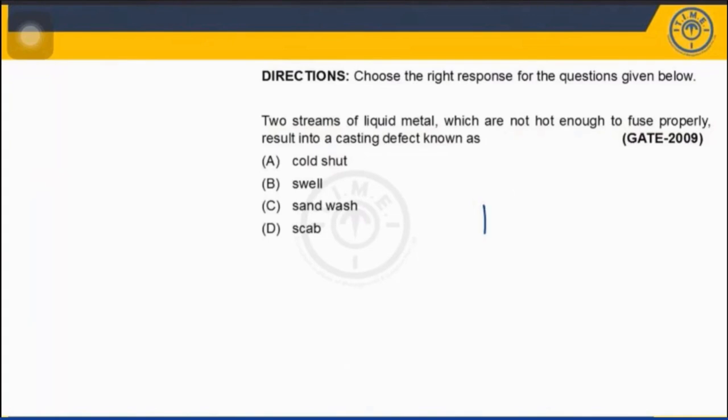When the two streams of liquid molten metal are not fusing properly, that means these are the two streams of fluid, one coming from here, one coming from here, and they are not fusing properly, then they will result in a defect which is called a cold shut.